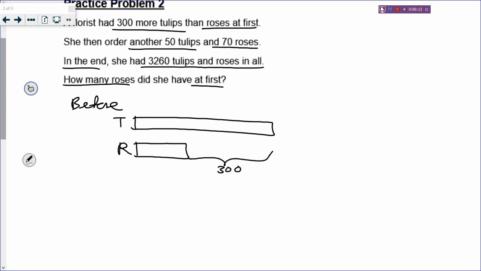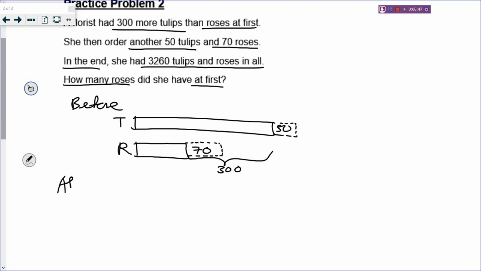Okay, now she then ordered another 50 tulips and then another 70. So if you like, you can draw some dotted box to show the 50 tulips that she's going to order some more. And then she's going to also order 70 roses, which is over here, 70, right? Okay, all right, so you can see the dotted box in the before model, but it's not there yet, right? She's going to order, but haven't ordered yet. That's why you see the invisible box.